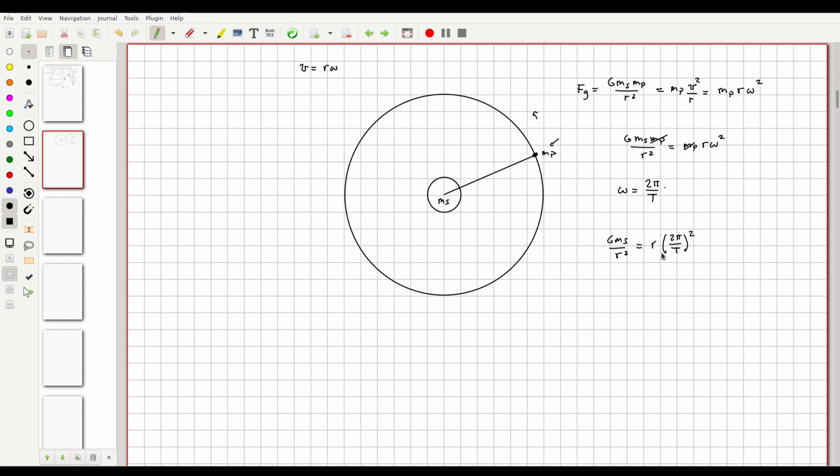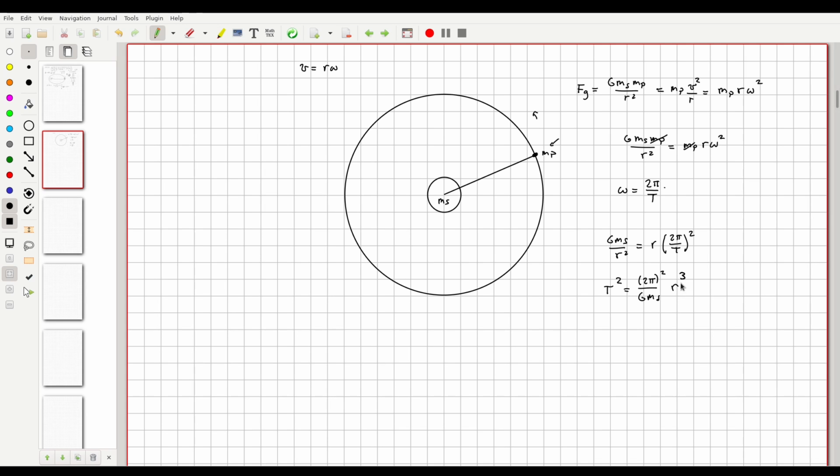Now, what I'm going to do is to move these 2 periods over here to the left-hand side, and then move everything else here to the right-hand side. Now, when I do that, I have period squared on the left-hand side. On the right-hand side, I have 2 pi squared divided by g times the mass of the sun, and then I have the radius cubed on this side.